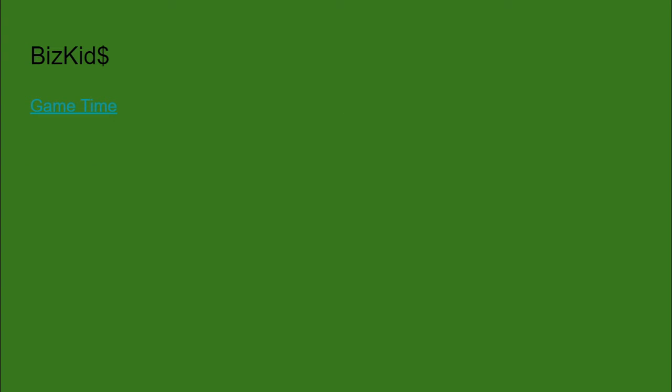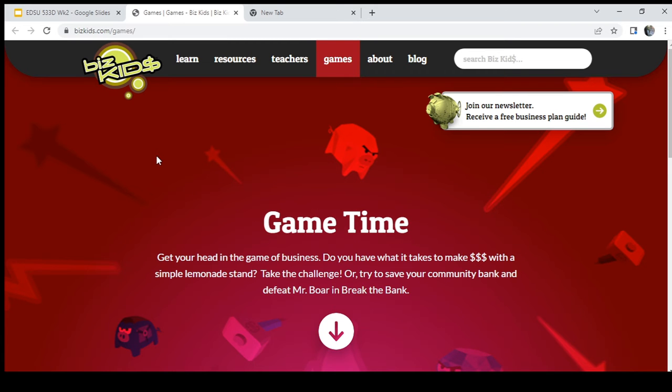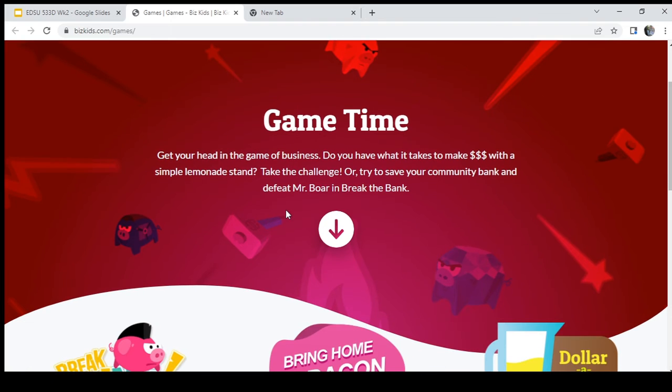And then we're going to be getting into the game that we're going to be using to learn some of these concepts about how business works. So this is BizKids. It is an online resource that we will be using. Well, you play games, so you get your head in the idea of business. You do what it takes to make money.